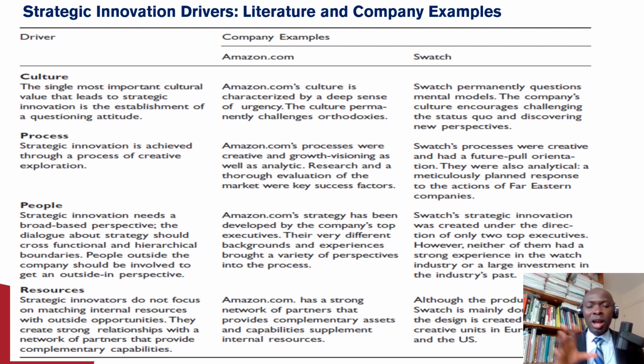Another aspect is processes. Strategic innovation is also achieved through a process of creative exploration. There must be that creative element of exploring, of trying to figure out new, improved ways. Companies like Amazon, for example, have that process where creative and growth vision, as well as analytics, are used to drive their evaluation of the market in which they operate. These companies embrace some of these components.